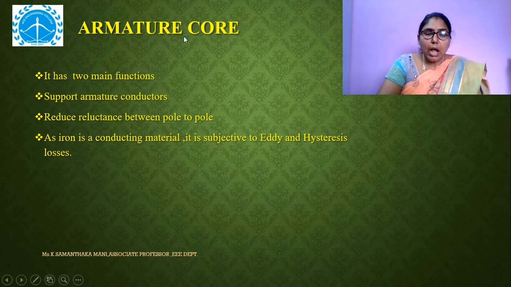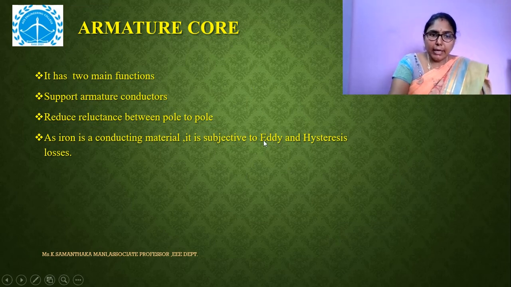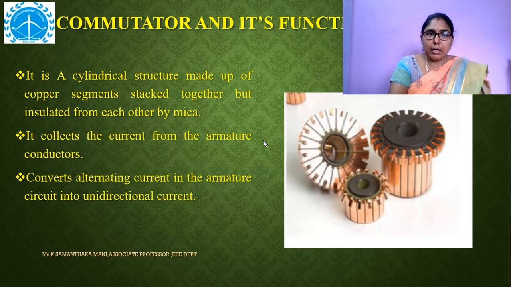Right, the armature core has two main functions: to support the armature conductors and to reduce the reluctance between pole to pole. Iron is a conducting material, and it is subjected to hysteresis and eddy current losses. Any material made with iron will have its own hysteresis loop, which causes hysteresis losses. And if it is not made with laminations, it causes eddy currents, and in turn eddy current losses. So iron material will have losses, which we need to understand.